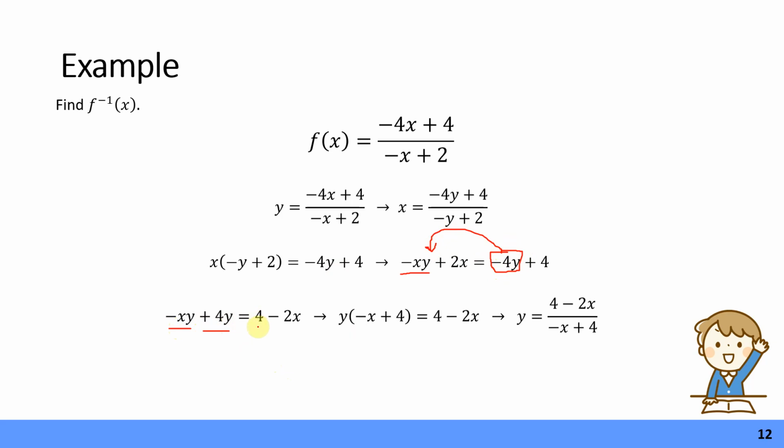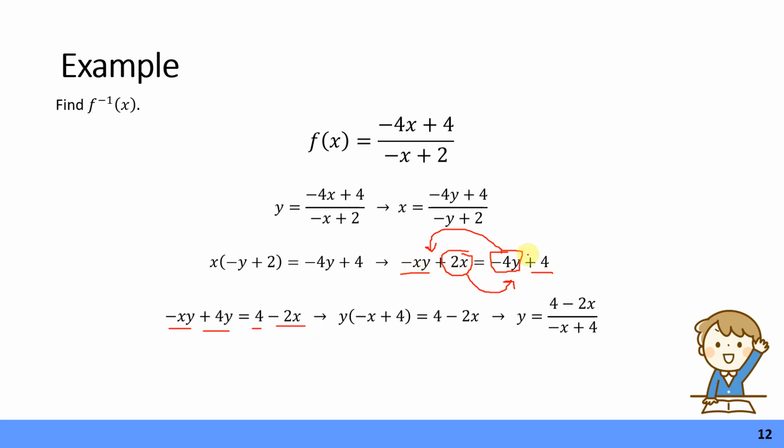Now on the other side, I'm gonna have everything that doesn't have a y. So the 4 stayed there, so it's gonna be a 4. And this 2x doesn't have a y, so it's gonna have to go to that side to join the 4. Of course, since it was positive and I moved it to the other side, now it became a negative 2x. Okay, so again, make a little note of that in case you think you're gonna get confused in the future.